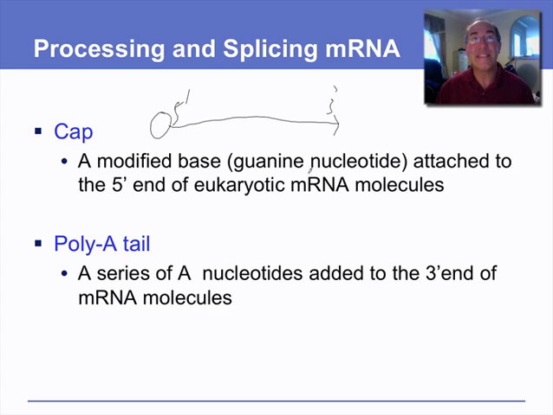It's a single base, and it happens to be a guanine molecule. So we're going to add a G to this 5' end. The slight difference is it is not a normal G. It is a 7-methyl guanine, so it's been slightly modified by adding a methyl group, and we're going to add it backwards. Instead of being a 5' to 3' addition, it's going to be a 5' to 5' addition. So the cap is a 5' 7-methyl guanine molecule.